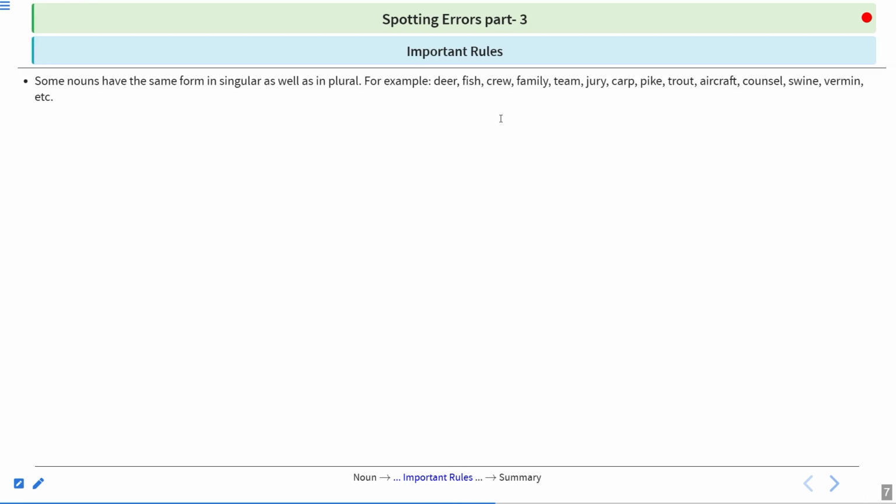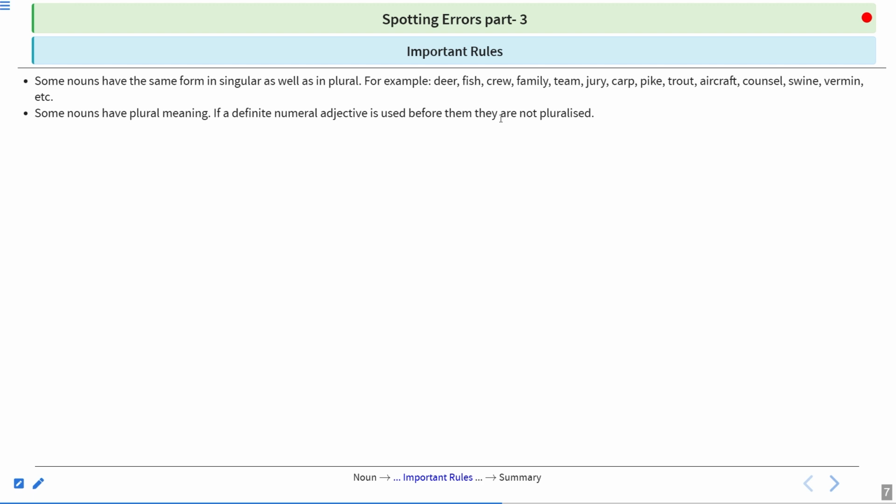Important rules. Some nouns have the same form in singular as well as in plural. For example: deer, fish, crew, family, team, jury, carp, pike, trout, aircraft, council, swan, vermin.